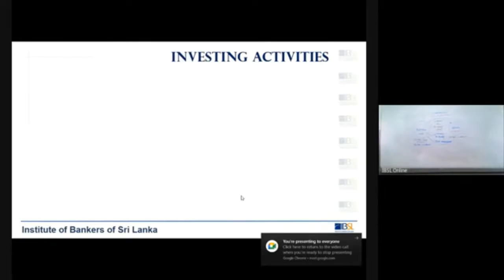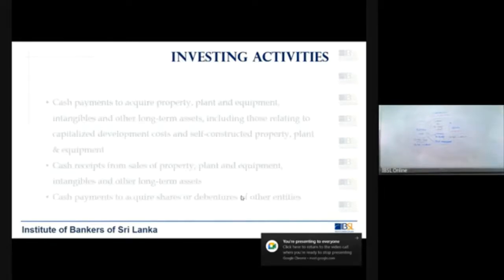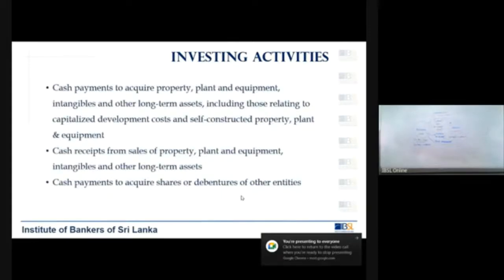Then what can be included under investing activity? Cash payments to acquire property, plant and equipment. So if you are going to buy a computer today, that is acquiring a non-current asset. Now, when you go to acquire an asset, what will happen? You have to pay cash to the shop and then only you can purchase it. So investing activity includes all such activities which acquire new assets.